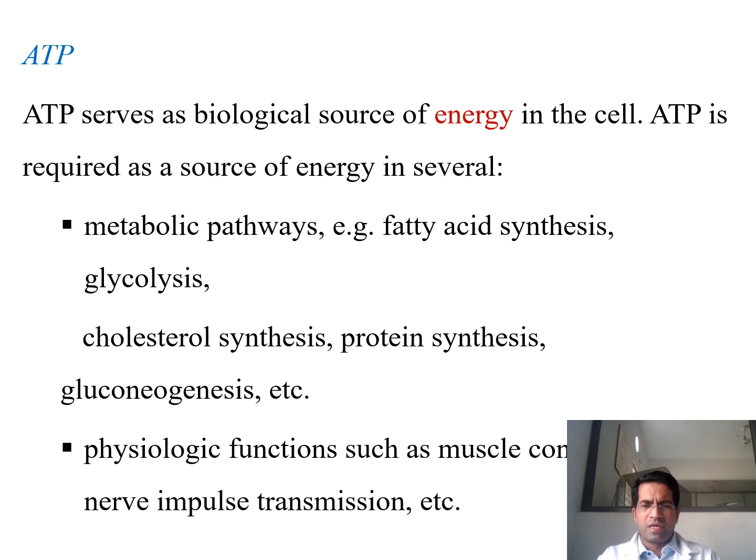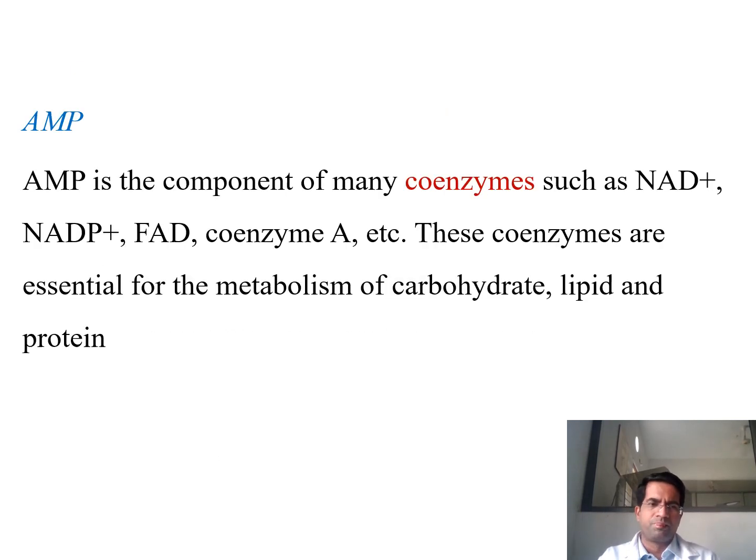Whatever the metabolic pathway may be, glycolysis, TCA cycle, cholesterol synthesis, protein synthesis, energy is required, and energy is supplied in the form of ATP. Other than that, physiological functions like muscle contraction, nerve impulse transmission, functioning of the kidneys, or our heartbeat all require energy. So energy is supplied in the form of ATP.